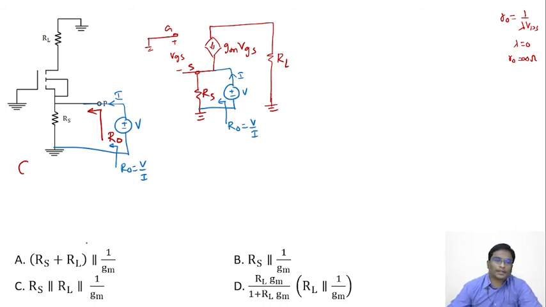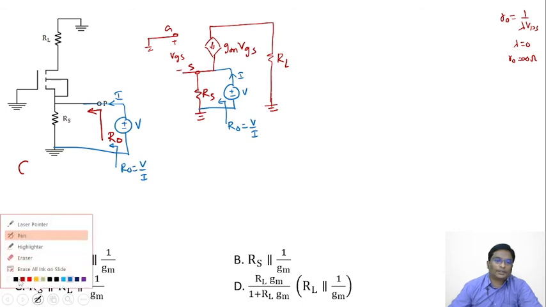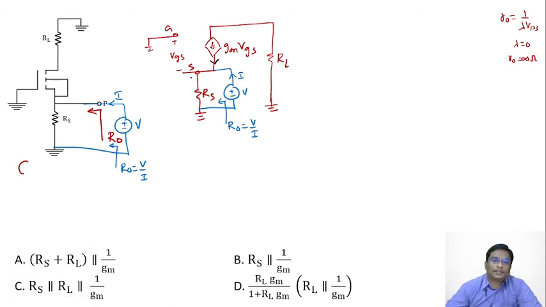If you notice here, no current flows here, 0 amperes, open terminals. This is the current I, and I plus gm into VGS is the current flowing here. This RS and V are parallel, so by Ohm's law, voltage equals resistance into current: V equals I plus gm VGS into RS.